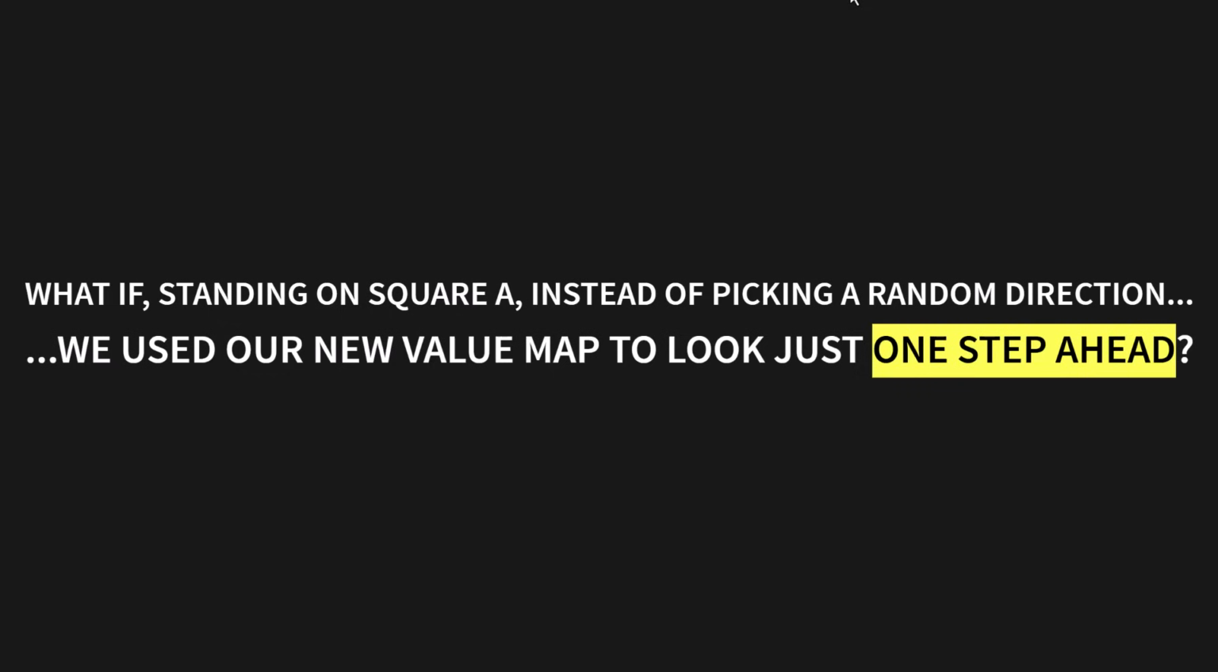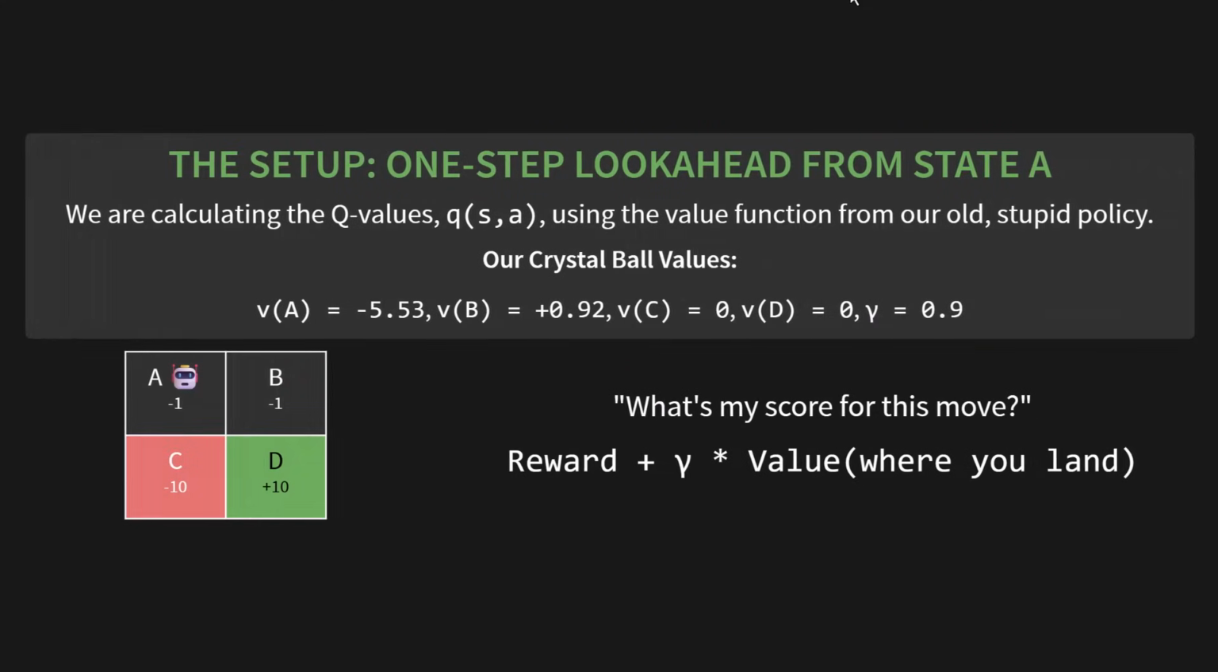If I make this one move, and then things go on as they were, what's my immediate score? Let's do it. Let's stand at state A and be greedy. The value of any one move is still what you see here. The reward for that move plus the discounted value of where you land. And our crystal ball gives us those values. So let's calculate the score for each action from state A.